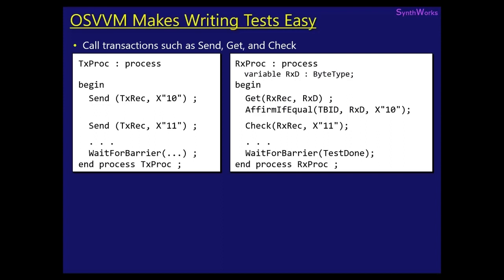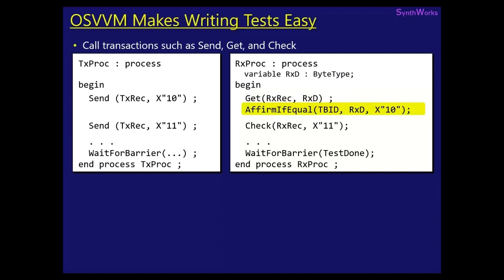We make writing tests easy because all you have to do is call the transactions. So we're sending something to our AXI stream, perhaps. We call send. It goes through a switch and arrives somewhere else. And we do a get on that one. So we do a get to see, hey, what'd you receive? Did you receive what I sent? And we're checking it with a firm if equal.